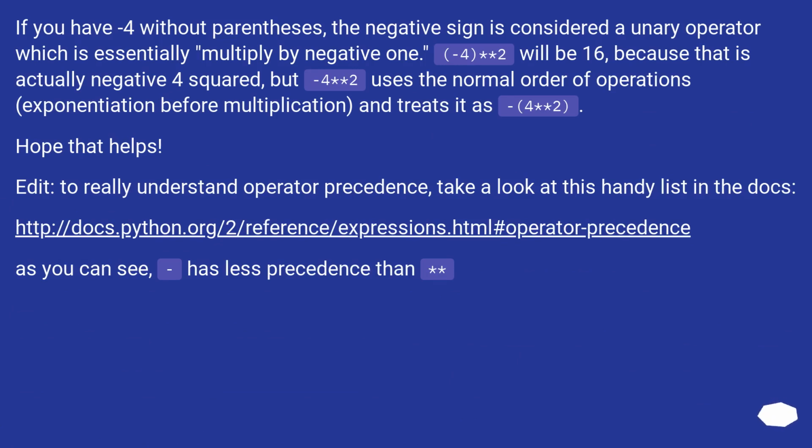If you have -4 without parentheses, the negative sign is considered a unary operator, which is essentially multiplied by -1. (-4)**2 will be 16, because that is actually -4 squared, but -4**2 uses the normal order of operations, exponentiation before multiplication, and treats it as -(4**2). Hope that helps.